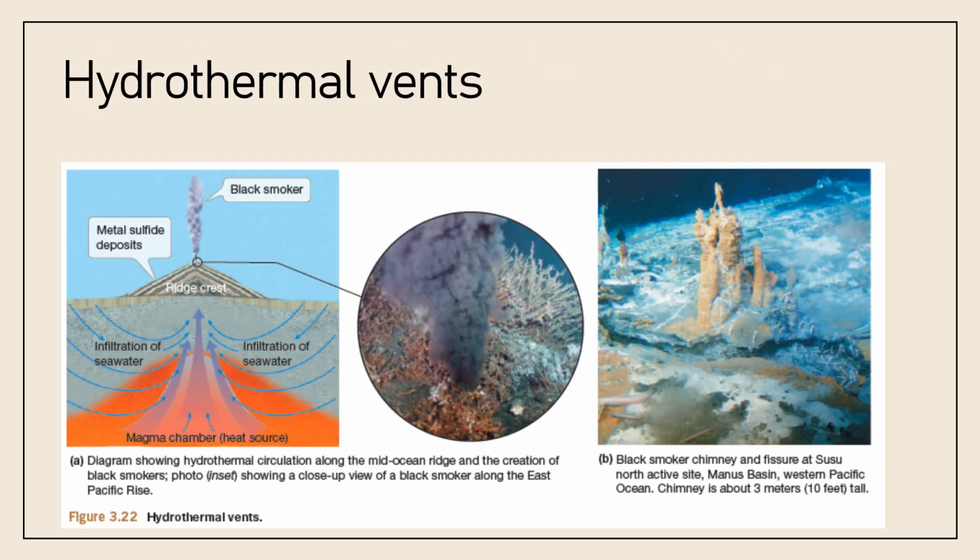So this is a diagram of the hydrothermal vents. You can see on the left, we have a ridge, and then we have an infiltration of seawater. It enters into the magma chamber, which is a heat source, and then it rushes up and comes through the top. So this is a typical example of a black smoker, which is magnified here. You can see how the black smoke is rising through the ocean floor. And this is a typical chimney of a black smoker, a fissure at Suzu North active site. So this is an example from Manus Basin, West Pacific Ocean. The chimney is about 3 meters tall.